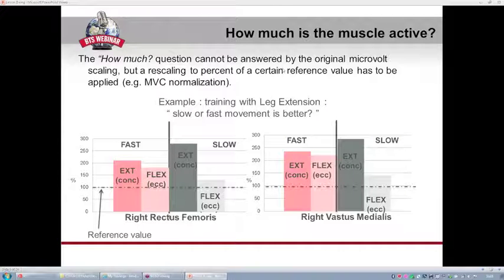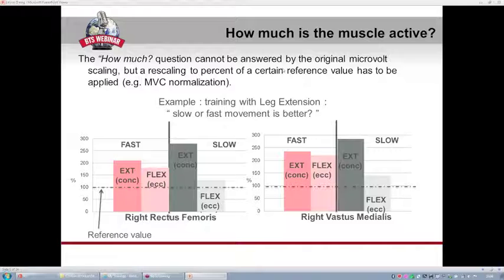Remember that amplitude normalization is a useful tool for data comparison about the amplitude of the signal. The how much question cannot be answered by the original microvolt scaling amplitude. But in that case, a rescaling to a percentage of a certain reference value has to be applied, for example, with respect to the maximum voluntary contraction. The question of how much, in EMG, basically addresses the interest to understand how much work or effort a certain muscle has to share in certain exercises or tasks. This is important to understand the effect of treatment and training exercises, for example.